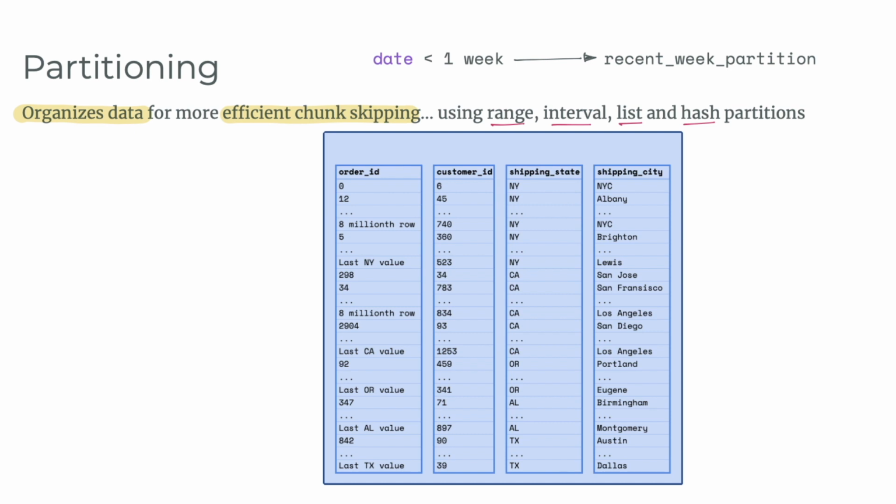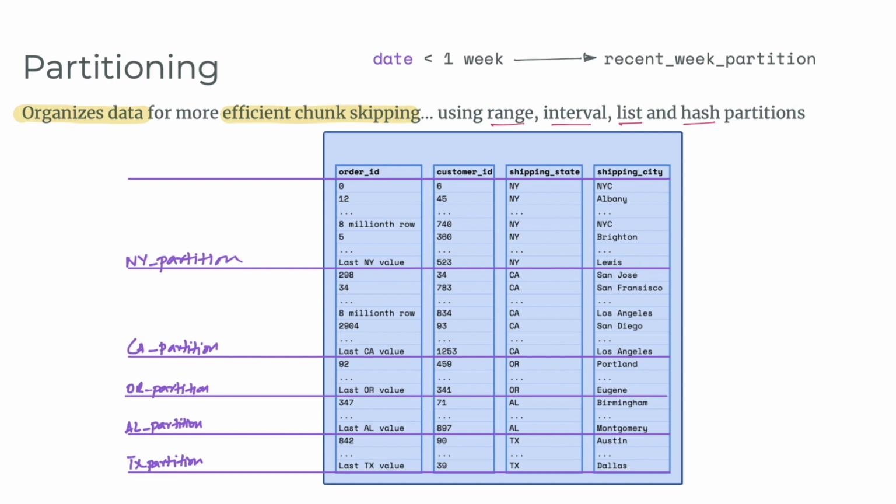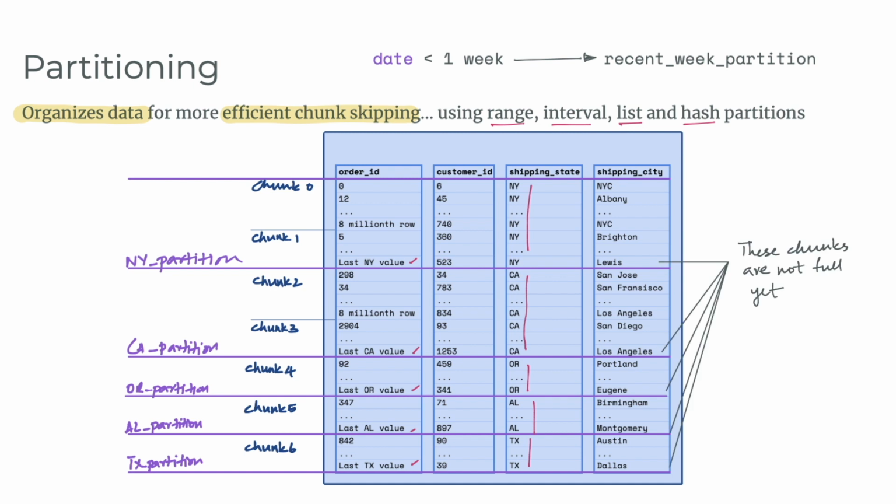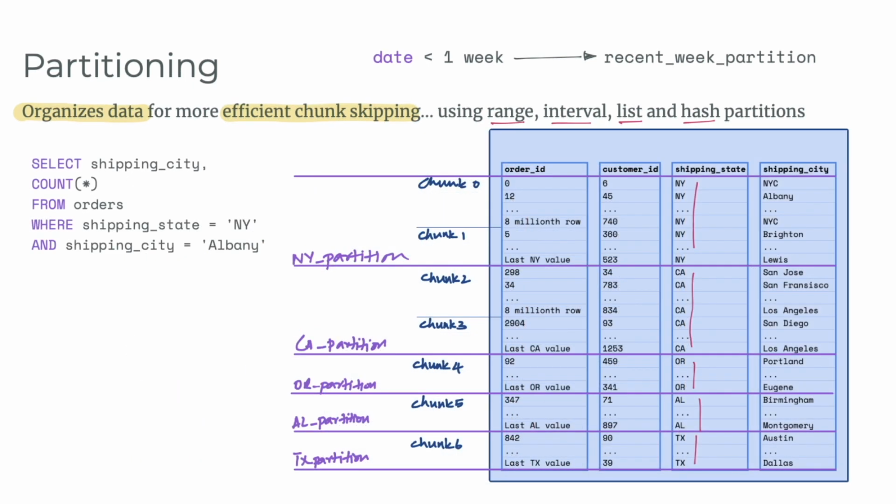This table is partitioned on the shipping state column. Records for each state is a separate partition. Each partition is then divided into chunks. Notice how all the chunks don't automatically fill up to 8 million records before moving to the next. This is because chunks are now created and filled within each partition. Let's look at a query to understand how partitioning makes chunk skipping more effective.